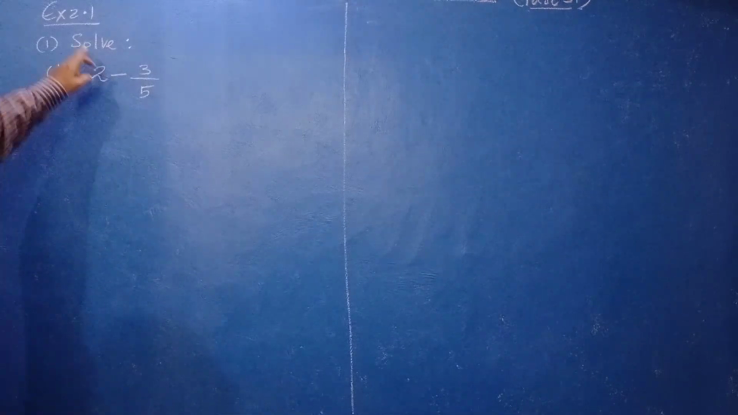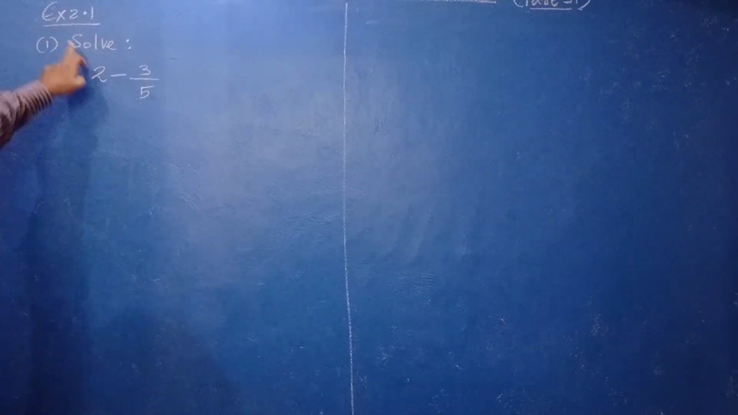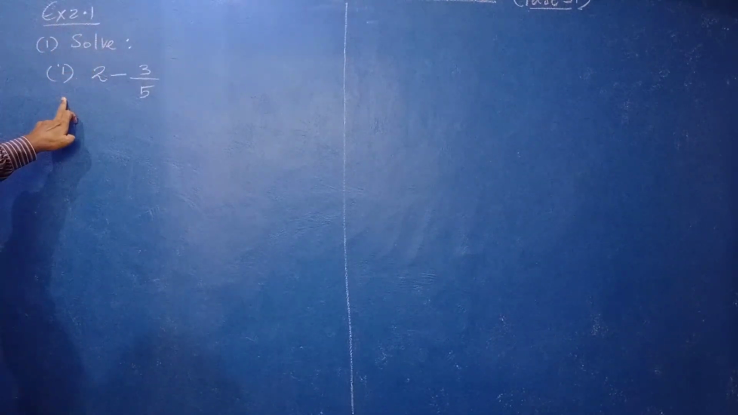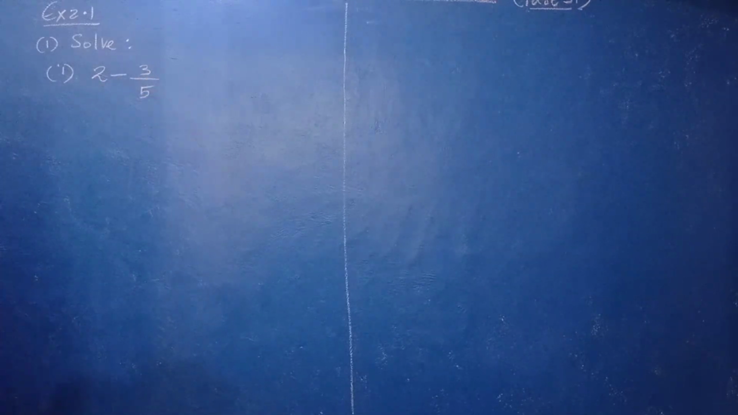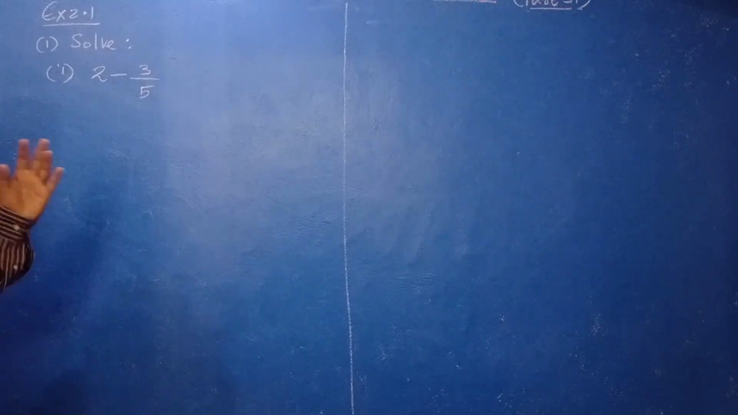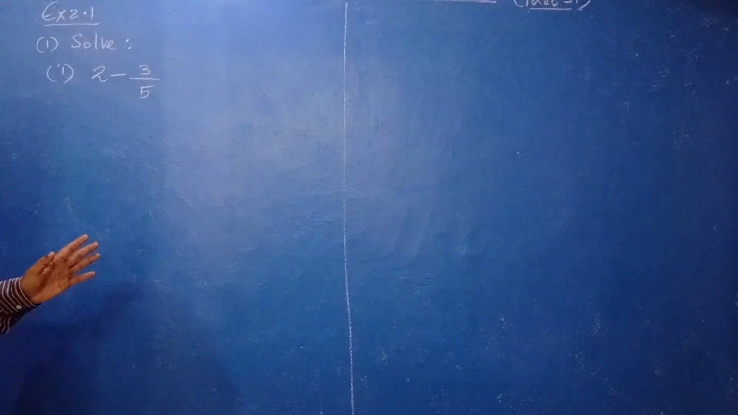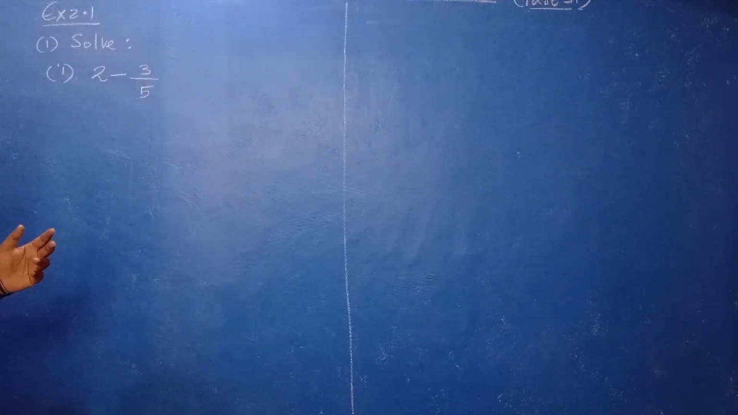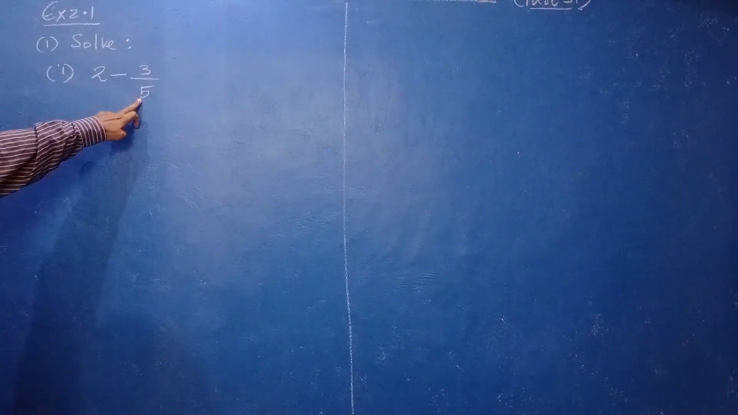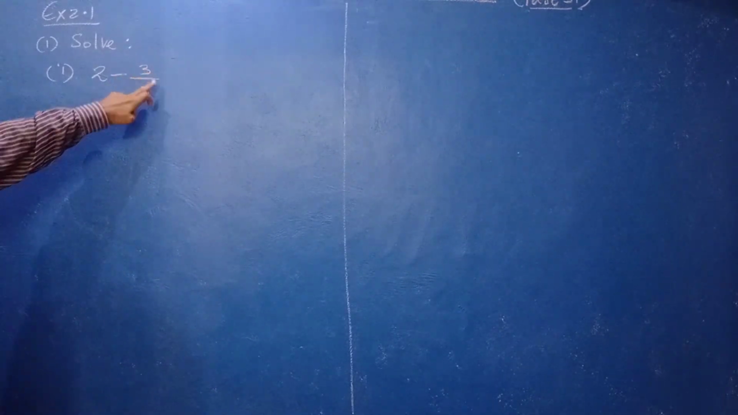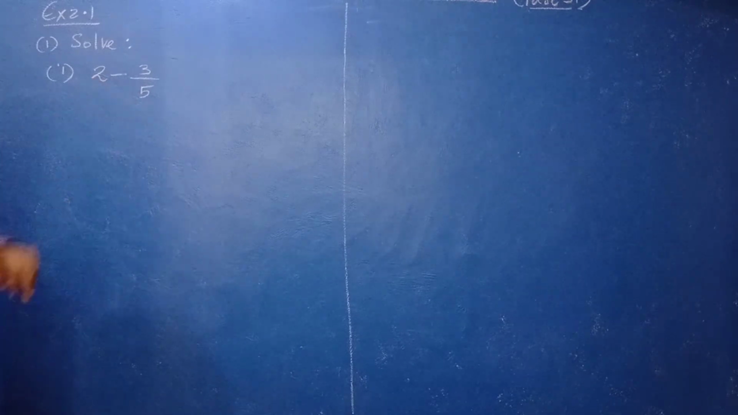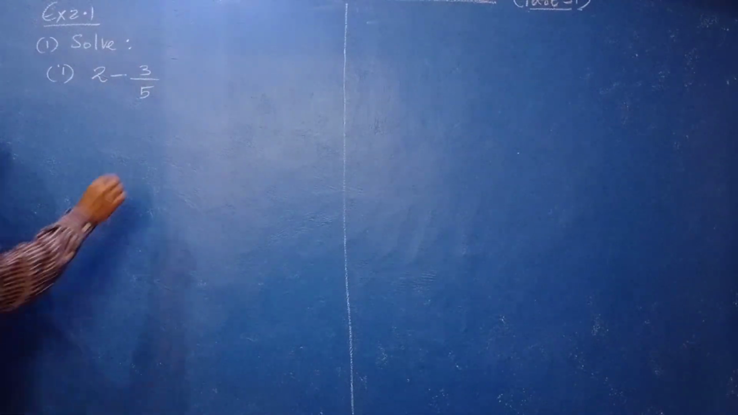So next we will see some exercise problems. Exercise 2.1, first problem, solve. First one is 2 minus 3 by 5. How to solve this subtraction of fractions? In 6th class you have studied, still okay, just to recall it. Here, in the second term, denominator 5 is there. In the first term, no denominator means what? You have to write it as 1.